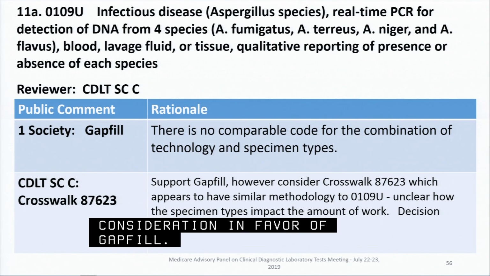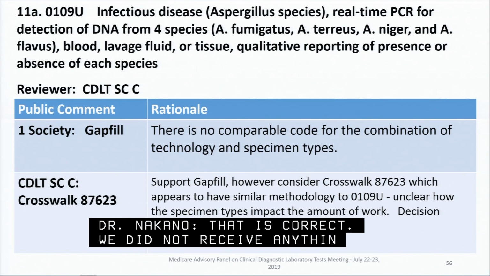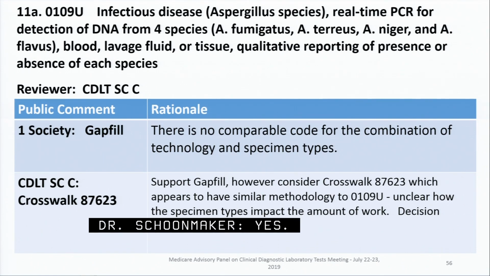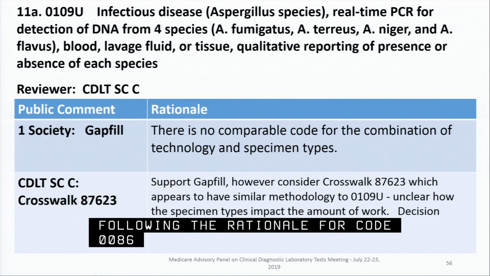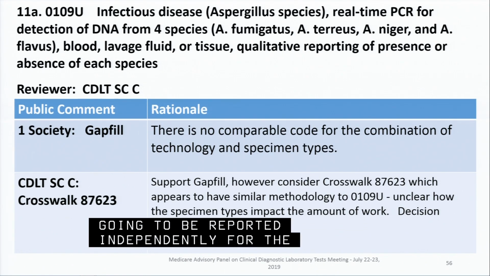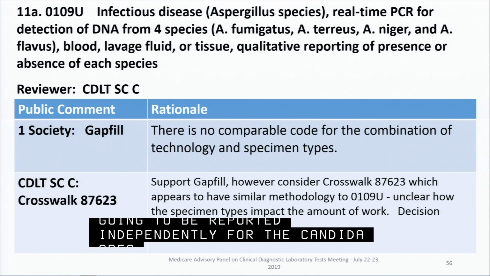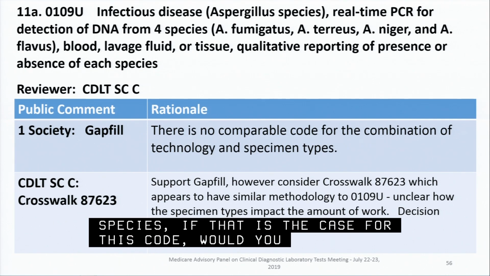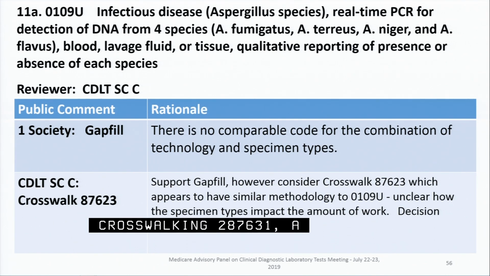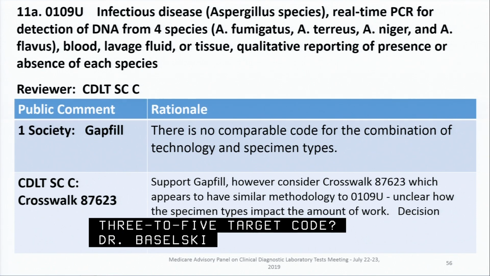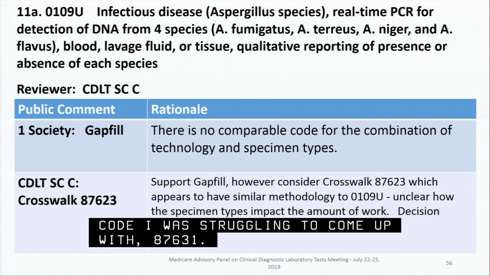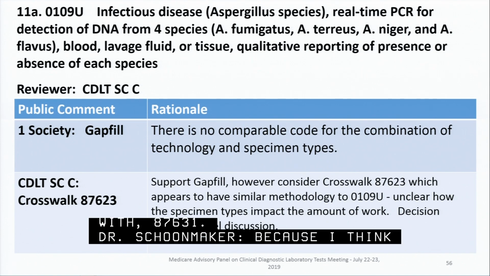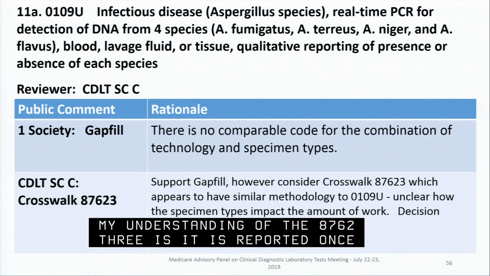All right, Dr. Schoonmaker. Yes, hi. My question is for Dr. Baselski. Following the rationale for code 0086U for the Candida species, where each target was going to be reported independently, if that's indeed the case for this code, would you maybe consider crosswalking to 87631, which is a 3 to 5 target code? This is Vicki Baselski. That's exactly the code that I was struggling to come up with, 87631, 3 to 5 targets. Because my understanding of the 87623 is that it's reported once for the 5 codes. They're not reported out independently. That's correct.